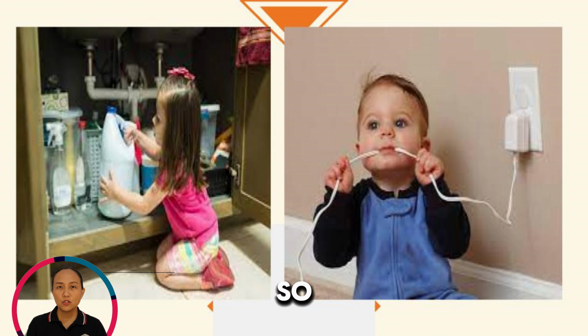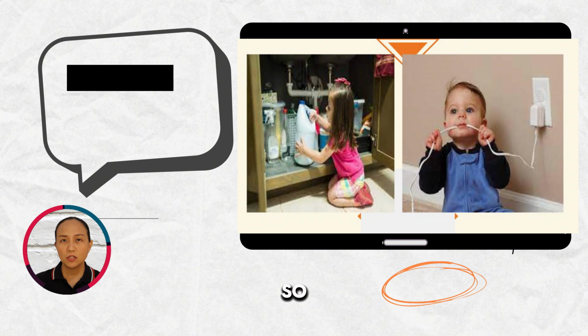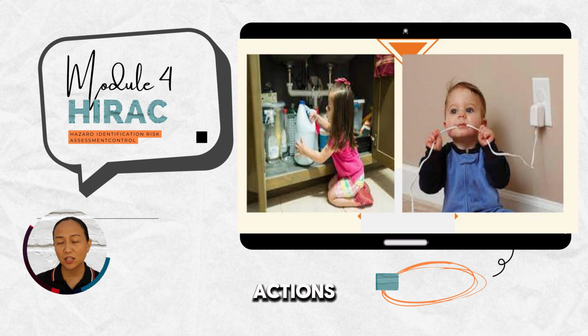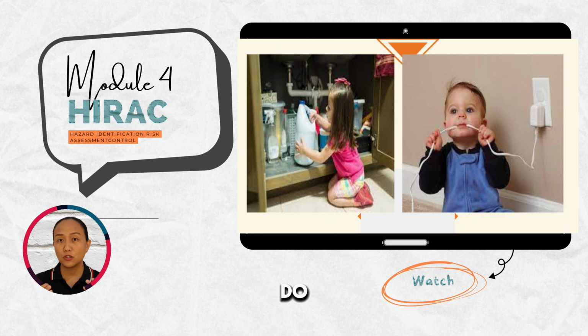No? So, if titingnan po natin ang mga pictures na ito, masasabi natin delikado ang ginagawa nila or mapapahamak ang mga batang ito. So, the question is, why do you think they are doing these unsafe actions? Do you think they have any sense of danger? The answer is wala.